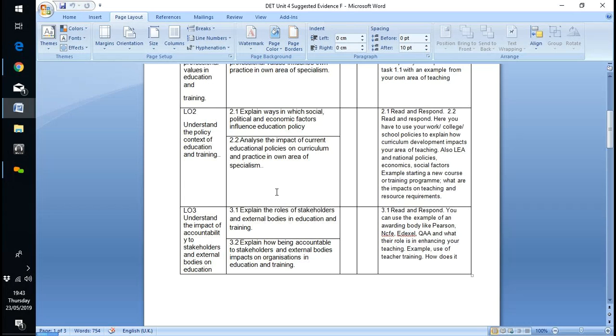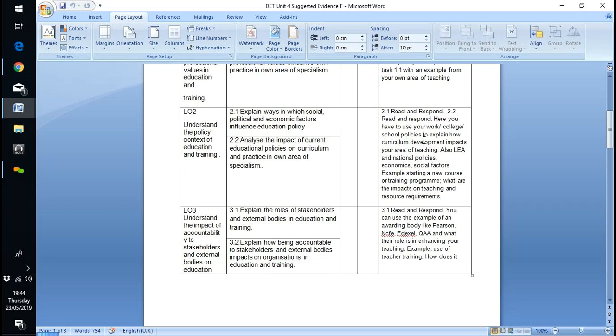It says read and respond. Is that a text that's within Unit 4 that I'm reading and responding to? Well, that's in the book, the book that's on the VLE. Oh, it's the VLE. Okay. But read and respond, by all means, read and respond.